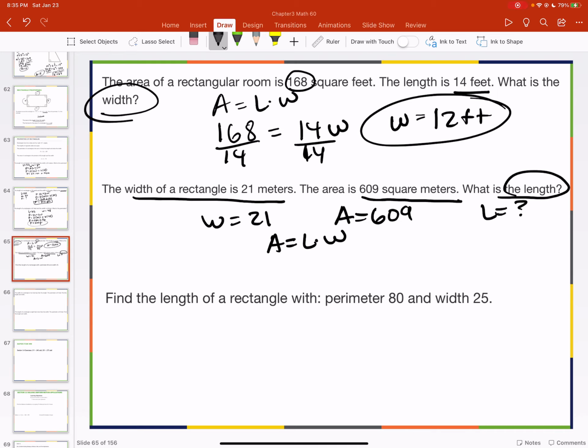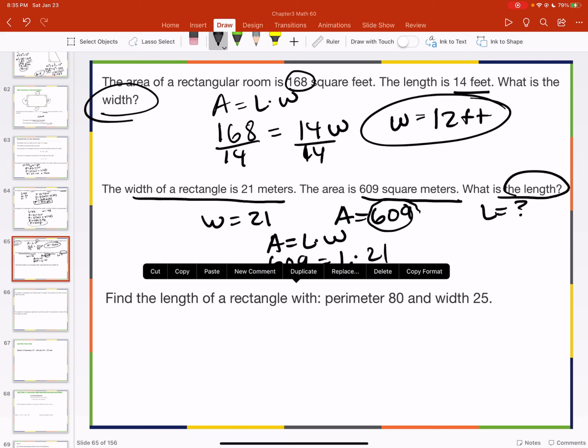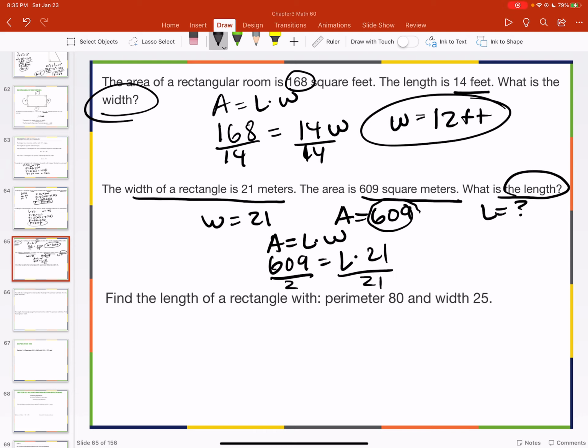So all you're doing is you have your formula, you have the quantities given to you, and you just plug them in, okay? So instead of an A, I'm going to write 609. L, I'm going to leave as an L, and then W is going to be 21, okay? So 609 equals L times 21. Since we're going to solve for L, we divide both sides by 21. That gets rid of it on the right-hand side. And on the left-hand side, we're taking 609 divided by 21, and that becomes 29. So L is 29 meters, right?